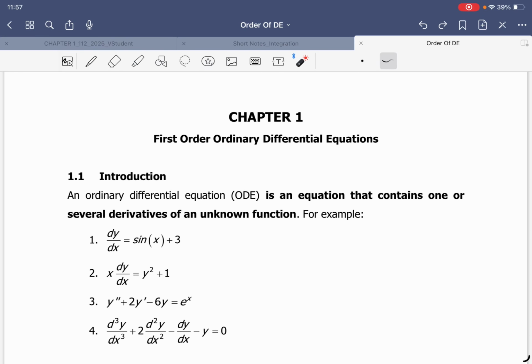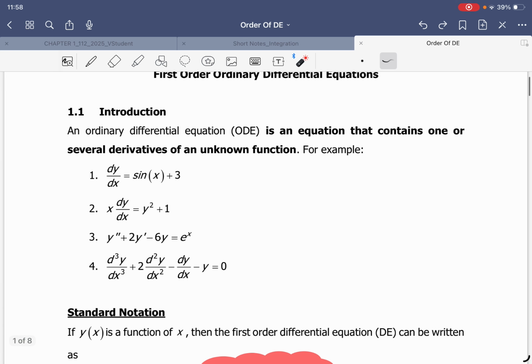For this video, you will learn about the introduction to the first order differential equation. I will explain what a differential equation is. An ordinary differential equation, or ODE for short, is an equation that contains one or several derivatives of an unknown function. Derivative means that we have terms of dy over dx.